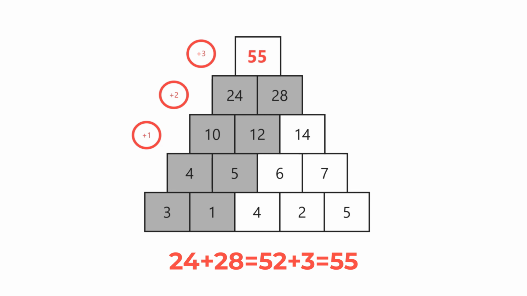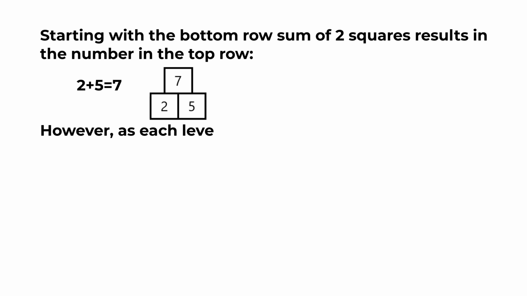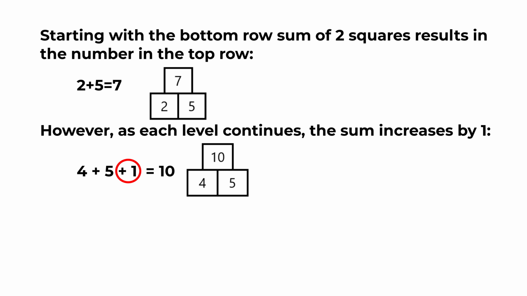Let's recap. Starting with the bottom row, the sum of 2 squares results in the number in the next row. For example, 2 plus 5 equals 7. However, as each level continues, the sum increases by 1. For example, 4 plus 5, we need to increment and add 1 to get to 10.